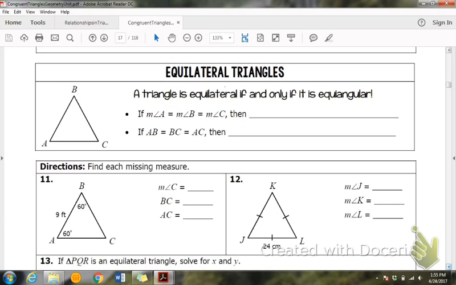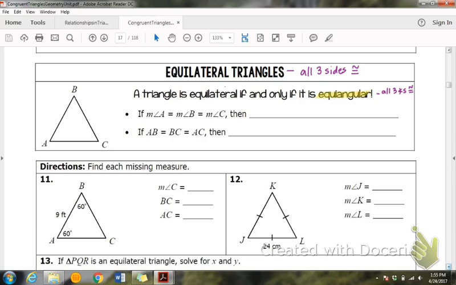Yep, that's going to be a vocab word. All three sides are congruent. What about equiangular, do you think? John? All three angles are the same. Okay, there's another vocab word: equiangular. All three angles are the same, or are congruent.